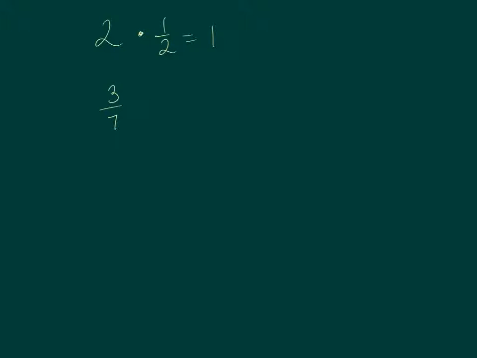3 over 7 times 7 over 3 equals 1. Negative 2 over 3 times negative 3 over 2 equals 1. Those are all multiplicative inverses. The multiplicative identity, so 3 times 1, for example, is 3. The 3 keeps its identity, it stays the same. So the multiplicative identity of a number is 1.